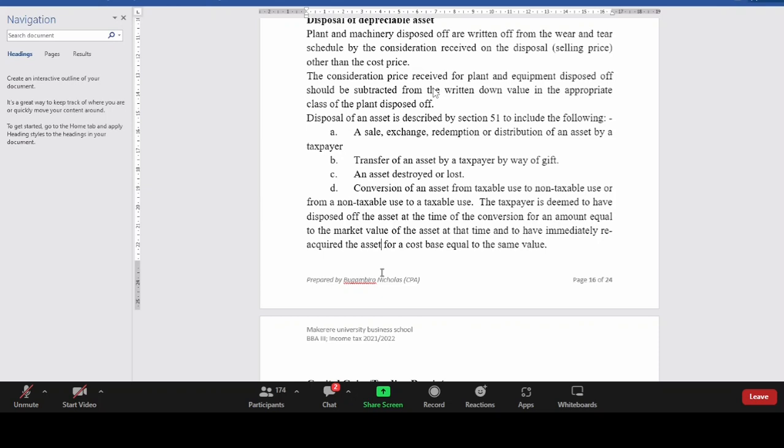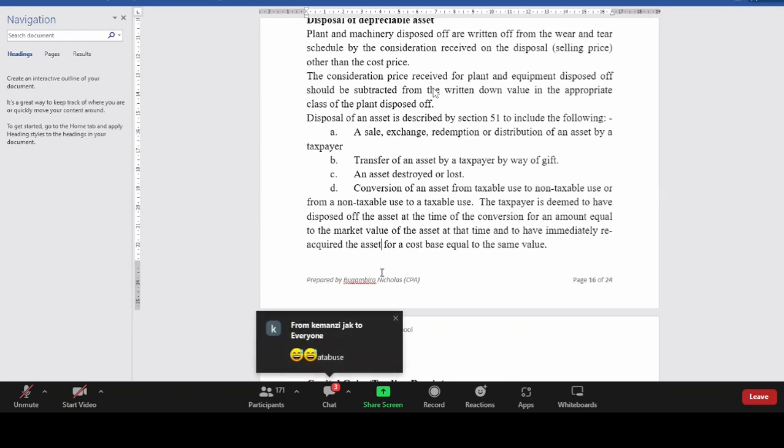That is one. Two, transfer of an asset by a taxpayer by way of gift. You also give it to someone else. You give the car, which was for the business, to your girlfriend, or to your wife, or to your son after he has pleased you by getting a first class. You get a company car and you give it to your son to cruise. You have disposed of it.